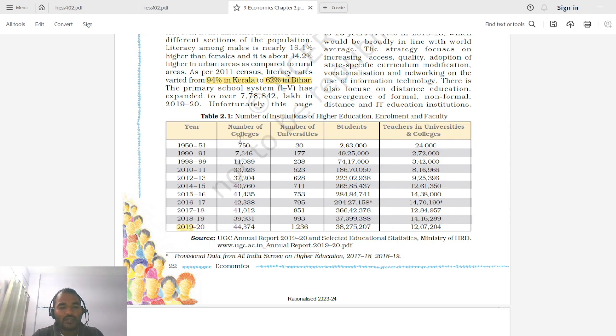So in 19 and 20, the number of colleges were 44,374. The number of universities were 1,236. The number of students enrolled were approximately 3 crore 82 lakh 75,207 students, and teachers in the universities were 12 lakh 7,204, right? A huge growth in this field.